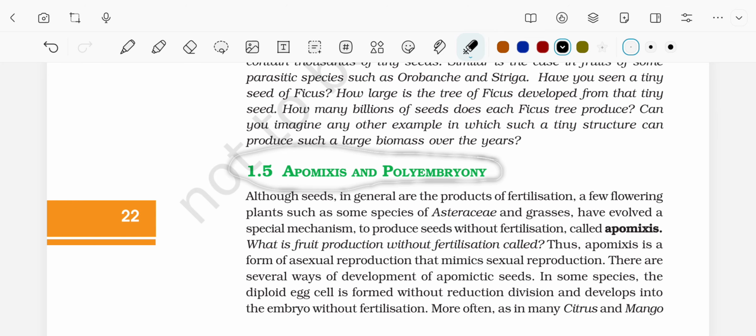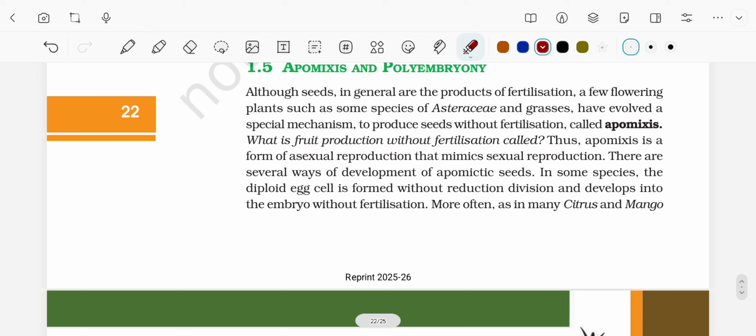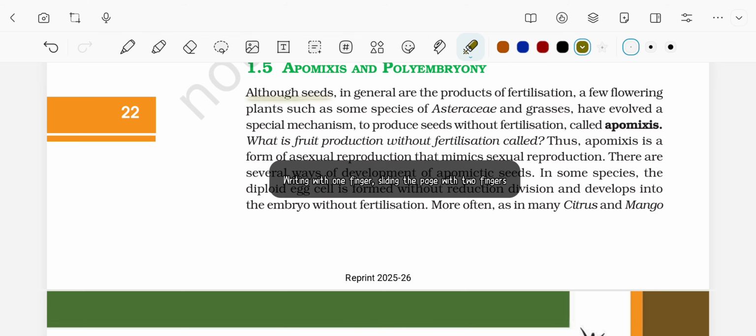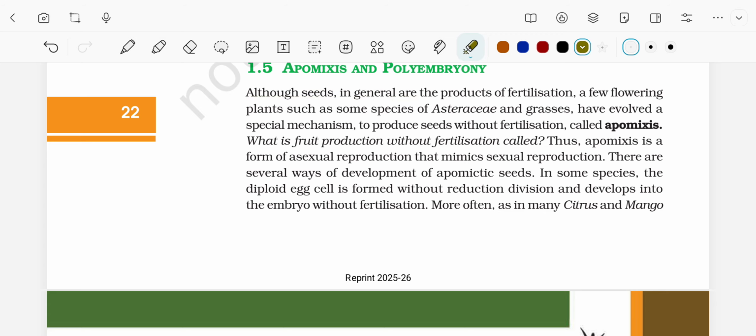Apomixis and polyembryony. Although seeds in general are the product of fertilization, a few flowering plants such as some species of Asteraceae and grasses have evolved a special mechanism to produce seeds without fertilization, called apomixis. Thus apomixis is a form of asexual reproduction that mimics sexual reproduction.